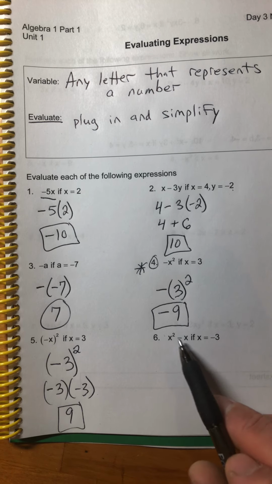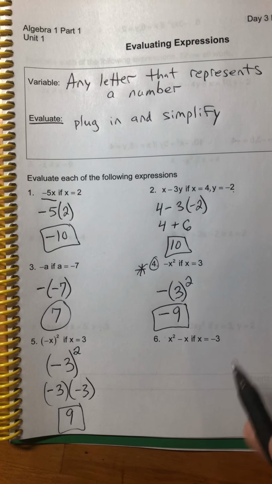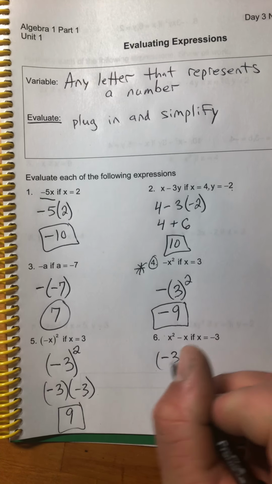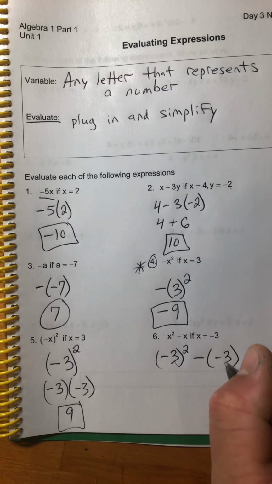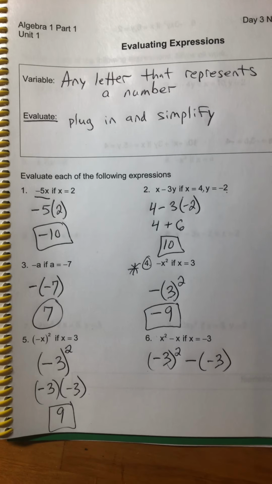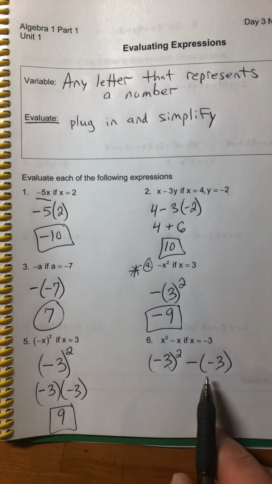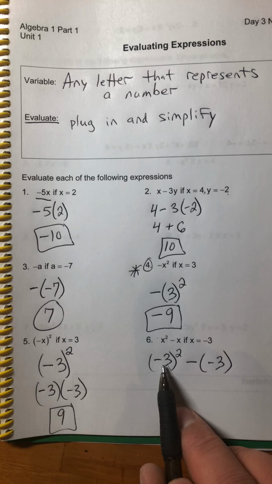All right, number 6, x squared minus x is our expression. X is negative 3. All right, so negative 3 is being squared minus a negative 3. All right, see where you do need the parentheses. There's lots of signs. They're trying to trick you on all these questions. Be careful. Negative 3 times negative 3, again, as we said, that's 9.